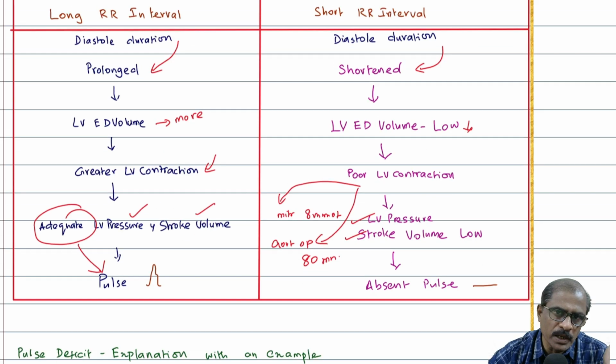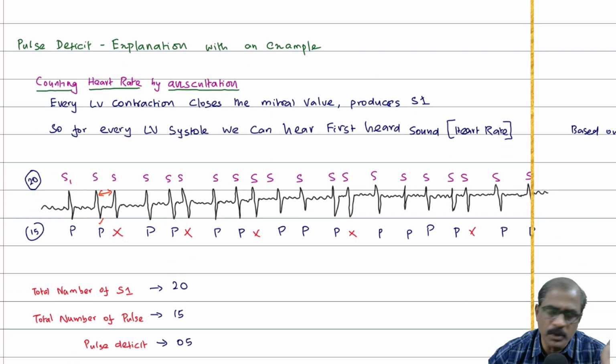Now I can explain pulse deficit with an example. Counting heart rate by auscultation. Every LV contraction closes the mitral valve and produces S1. So for every LV systole, we can hear first heart sound. In this example, you can see the total number of S1 is 20, whereas the total number of pulse is 15, which means the pulse deficit is 5.